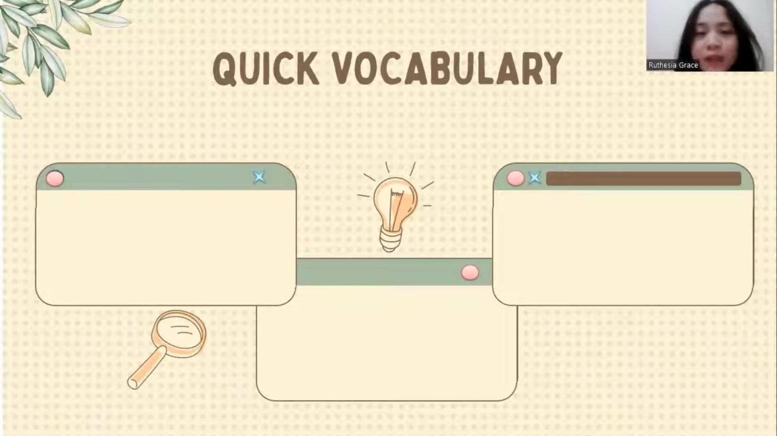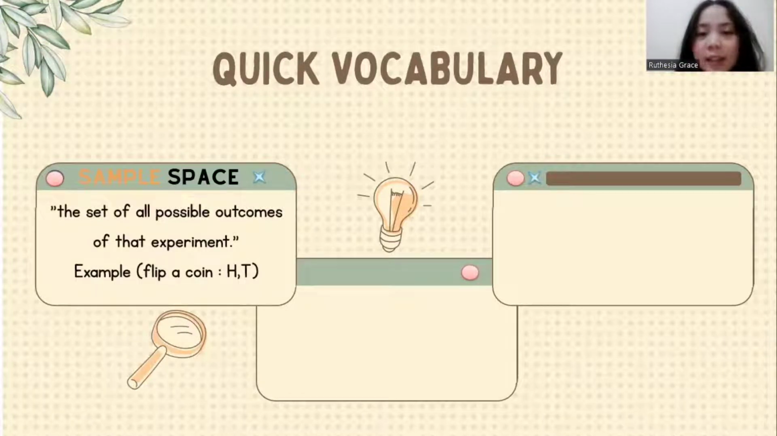At first, we have some vocabulary to help us understand what we're going to talk about. First, we have the sample space. Sample space is a list of all possible outcomes. For example, if we flip a coin, either it's going to show a head or a tail. So for one coin, you just get two in the sample space, which are head and tail.